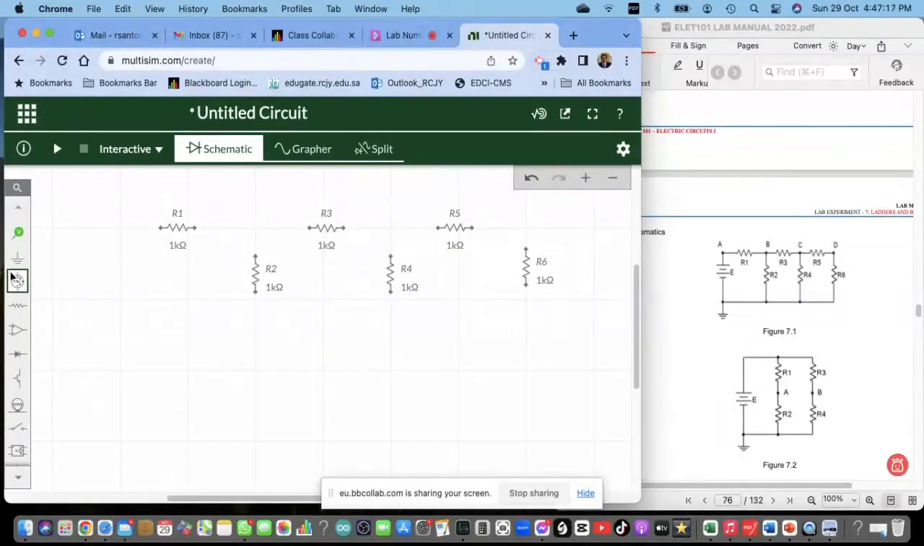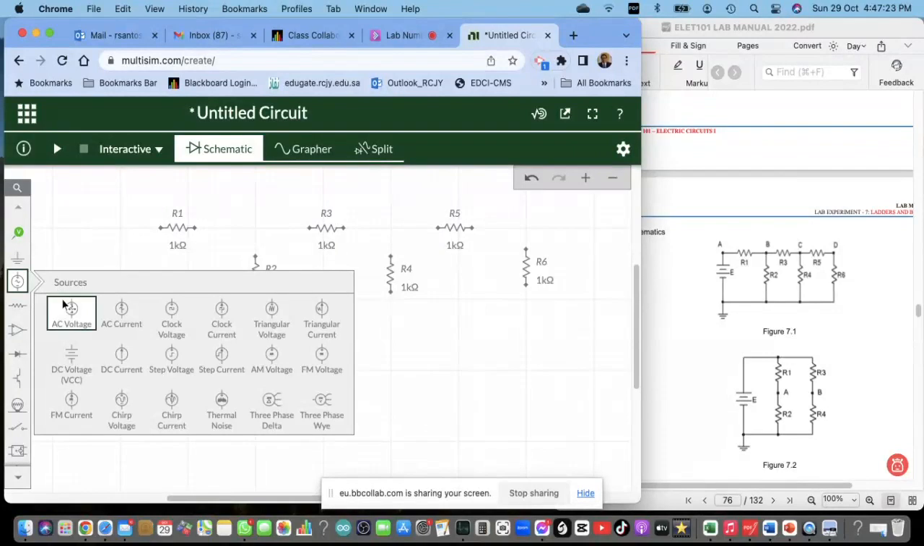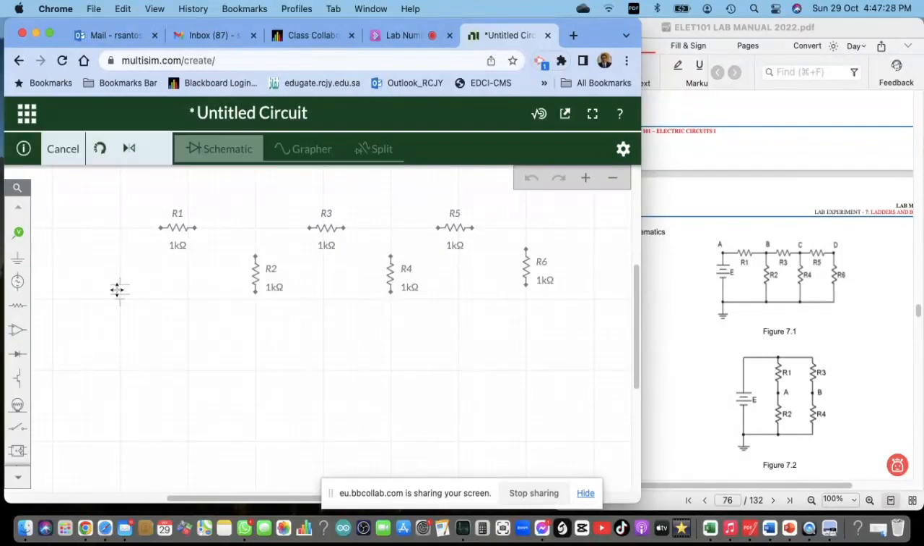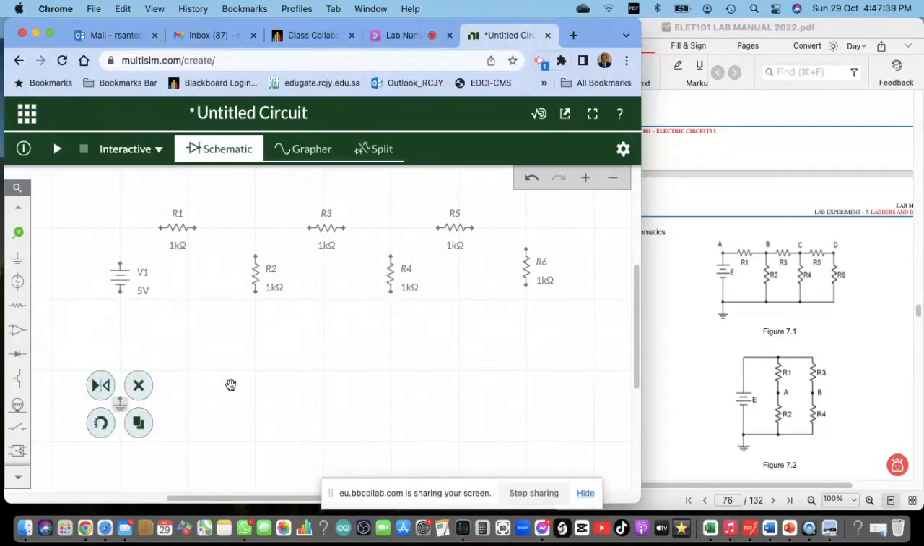So go back to the toolbars here on the side. Click on this button, sources. From there you find the battery DC voltage. Click that one, and then it will be there. All right. The next thing, don't forget to put the ground. There should always be a ground connection on the circuit. The ground came from this toolbar.